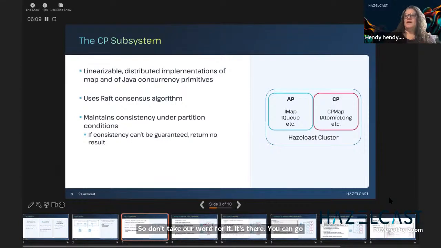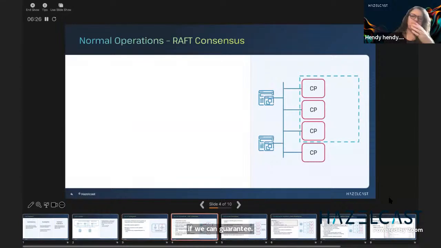So again, the difference here is that if you're using IMap, under partition conditions, IMap will return data. Under partition conditions, CP Map will only return data if we can guarantee consistency. I'm going to show you how that works in the next couple of slides.